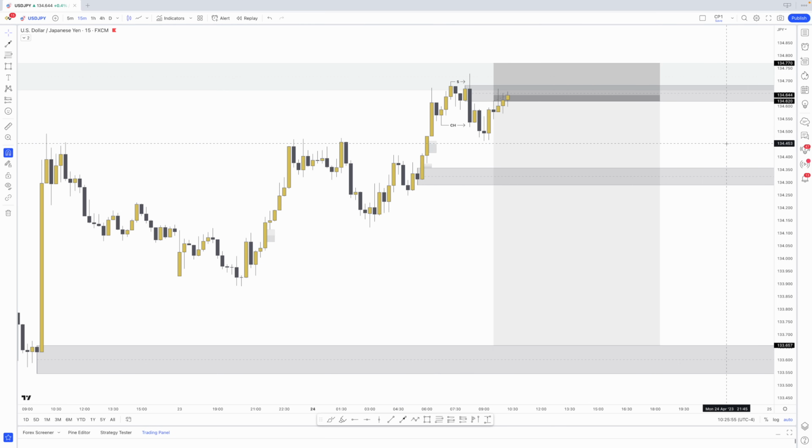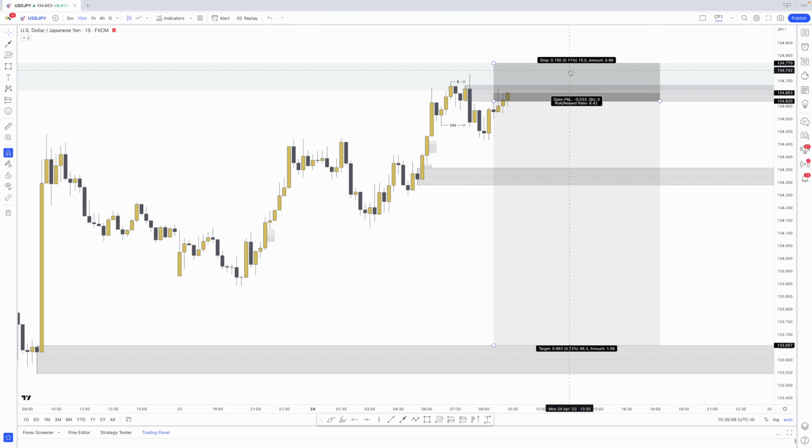And yeah, that's about it so far. We can see that we're experiencing some rejection from this 15-minute zone. However, nothing too significant yet. My stop loss is placed just above these highs here. I just rounded it up to 15 pips because I like to do that sometimes. I like even rounded numbers for my stop losses. So yeah, we'll see how this goes.